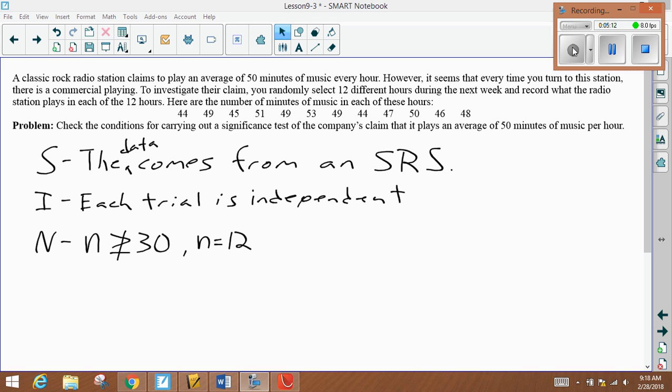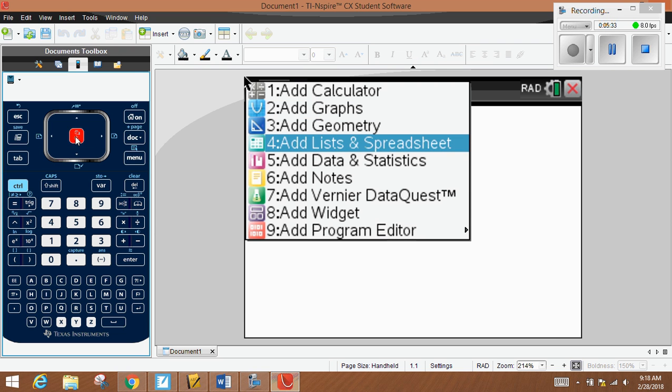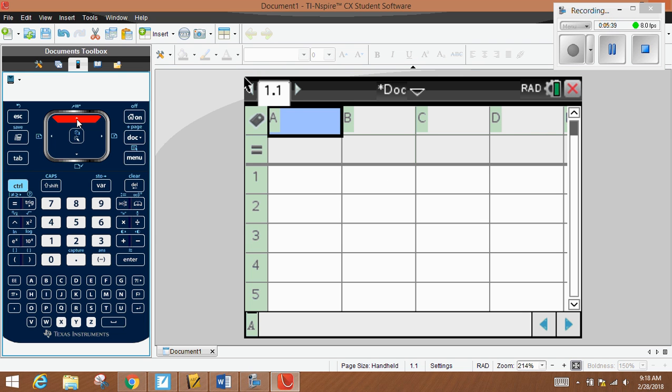I'm going to have to put this data into my calculator and then analyze the distribution this way. I'm going to show you a couple of ways to assess normality, and they're all quite useful. If I'm going to enter data, I'm going to have to make a lists and spreadsheet page. I'll call it radio. Go ahead and follow along and do this, please.